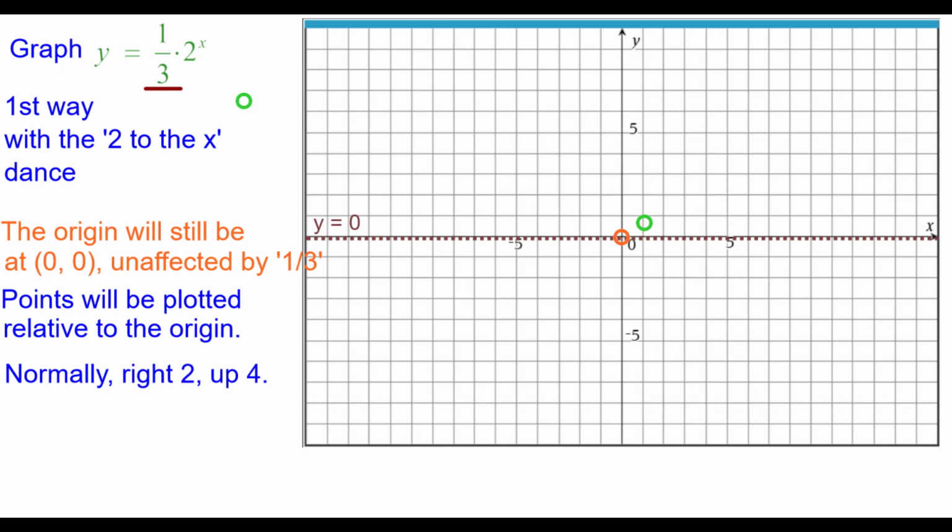Normally right 2 up 4, but in this case, it'll be right 2 up 4/3. Normally right 3 up 8, 2 cubed is 8, but in this case, will be right 3 up 8/3.